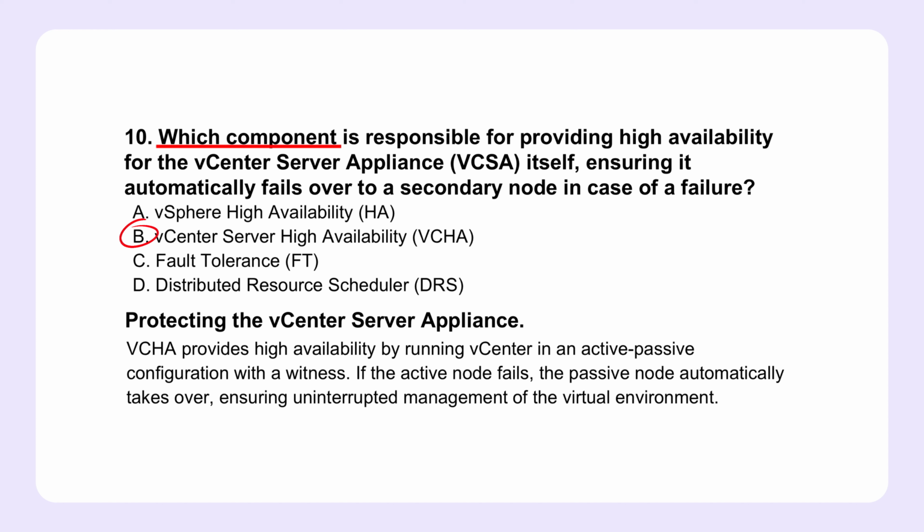VCHA sets up an active-passive-witness configuration just for the vCenter appliance. If the active VCSA node goes down, the passive node automatically takes over its identity and services. The witness helps prevent split brain during failover. This ensures your vCenter management plane stays up and running, even if the primary appliance fails. So VCHA is specifically for the vCenter appliance's availability.